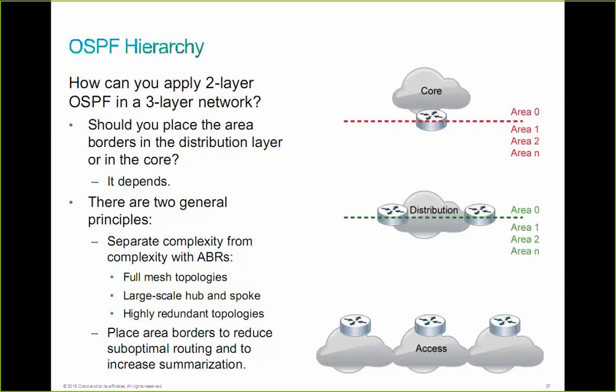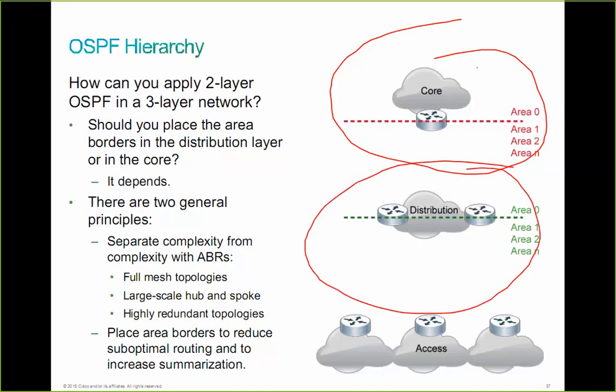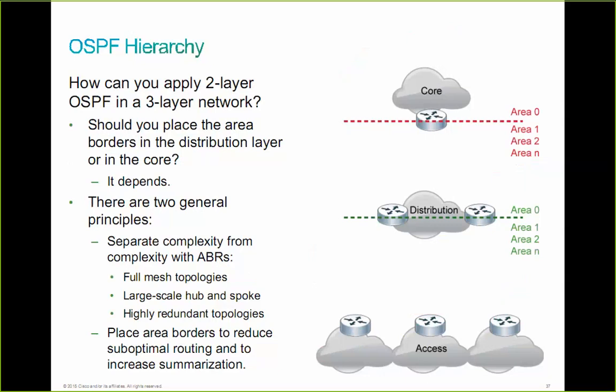All right? Now you can see here that we have this 2-layer or 3-layer design. In a 2-layer design, which is the top one here, we have area 0 as the core of my network, and area 1, 2, or N as my distribution layer. Or I can say, okay, area 0 is my distribution layer, and area 1, 2, and N are my access layer. In either case, we're still dealing with a 2-layer model. All right?